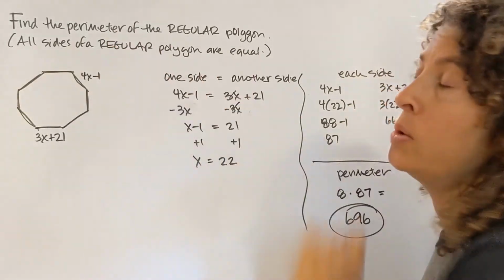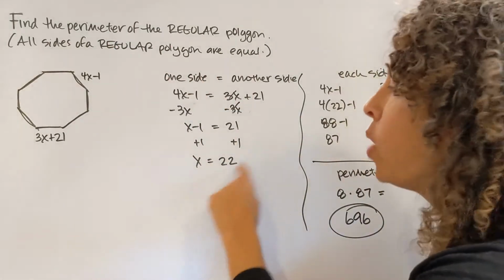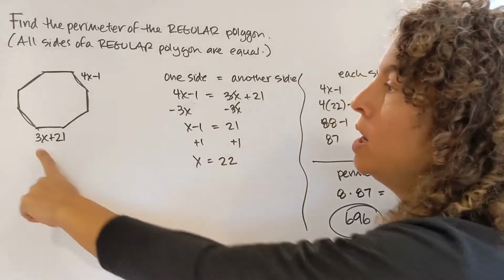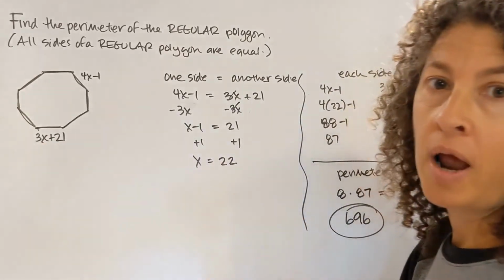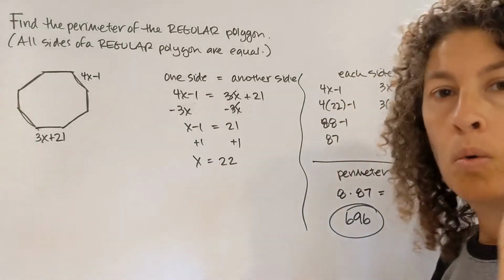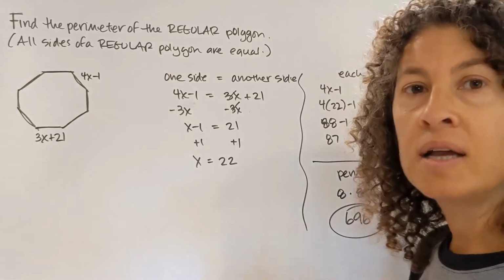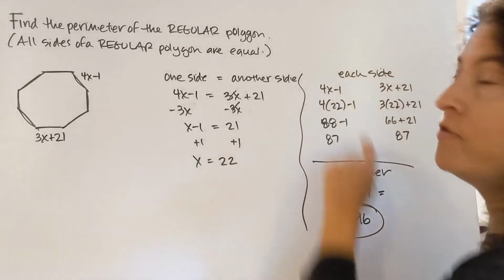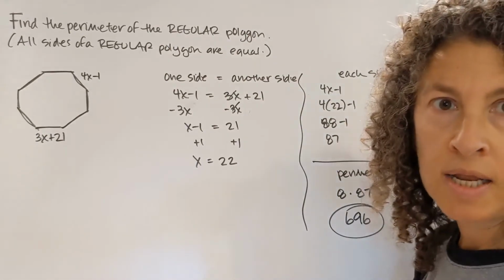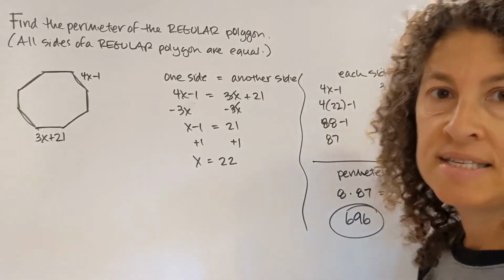Again, going back to the question, find the perimeter. 22 is not the length of any of the sides. 22 is what I can put in here for x. So I'm going to go into each of those sides, and I'm going to figure out the measure of each side if x is 22. So here's my 4x minus 1. I put a 22 in there. 4 times 22 is 88, and 88 minus 1 is 87.